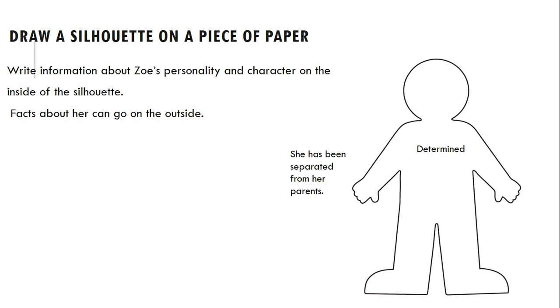And then finally, what I would like you to do with all of your ideas is to draw a silhouette of a character, so like the one on here. So just a simple silhouette. Inside, I want you to write all the information about Zoe's personality and character. So I've put there as an example, she's very determined. On the outside, just facts about her can go around the outside. So we know that she has been separated from her parents.